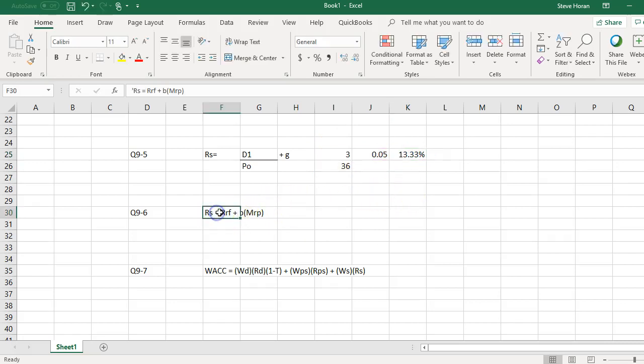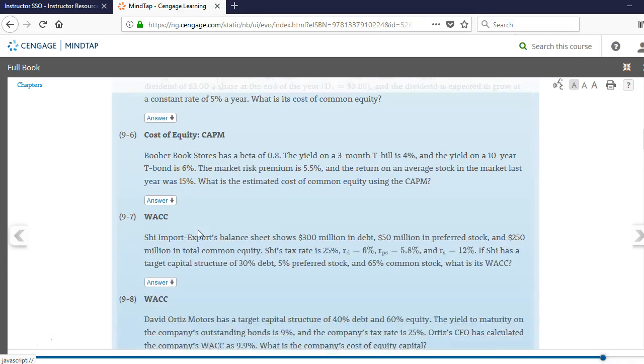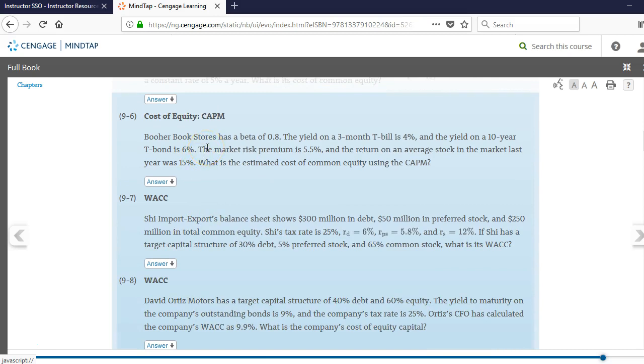Okay, then we get to question 6, and let's go back and take a look at it here. This is the CAPM, capital asset pricing model. We're going to use that to figure out what the cost of equity is. It says here Boohoo Bookstores, beta of 0.8. Yield on a 3-month T-bill is 4, and a yield on a 10-year T-bond is 6. Market risk premium is 5.5, and return on the market last year was 15. So with all that, what is the cost of equity using the CAPM?